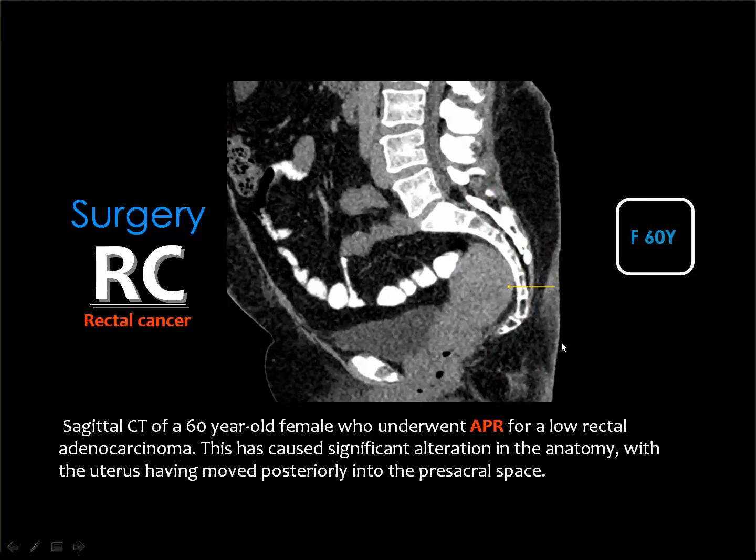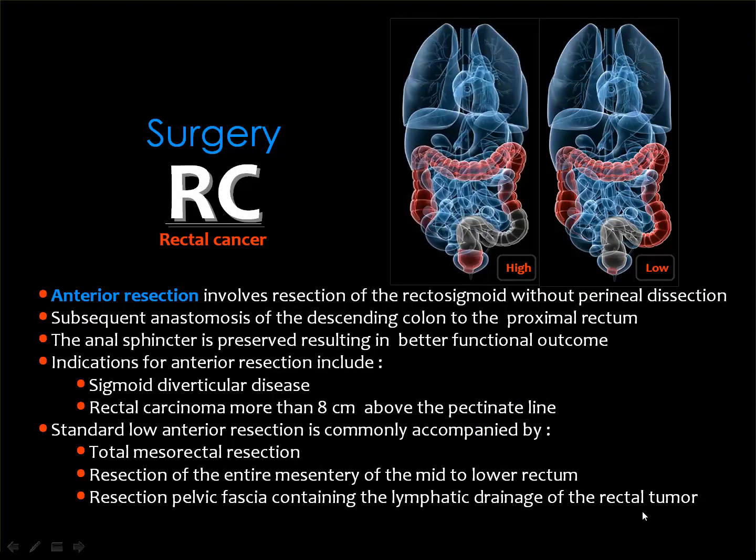After you remove the rectum and the anal canal, the viscera will be displaced posteriorly, and in this case you can see the rectum, and also the urinary bladder will be displaced. Then the second type of surgery is the anterior resection, which may be high or low, and this involves resection of the rectosigmoid without perineal dissection, and there is anastomosis of the descending colon to the proximal part of the rectum, maintaining the anal sphincter function.